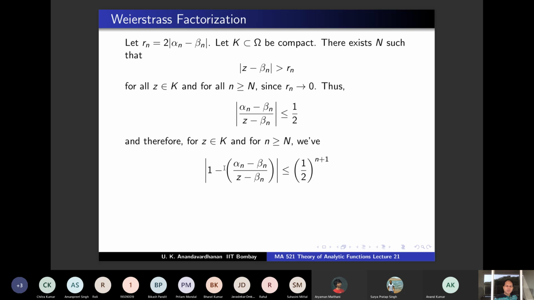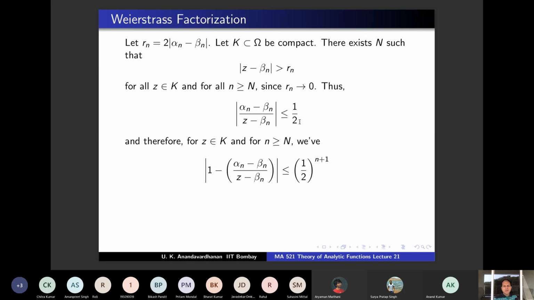no, there's a typo here. What is missing here? En. 1 minus En of this thing. We know that 1 minus EPZ is less than or equal to mod Z power P plus 1. So there is an En here. So 1 minus En of this is less than or equal to modulus of this power n plus 1.